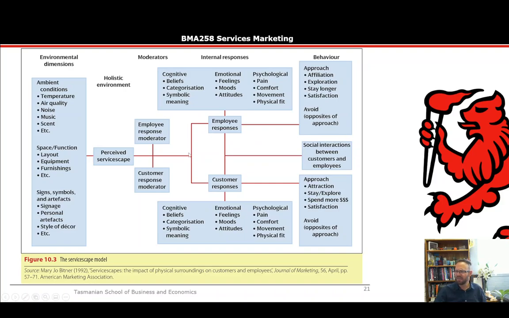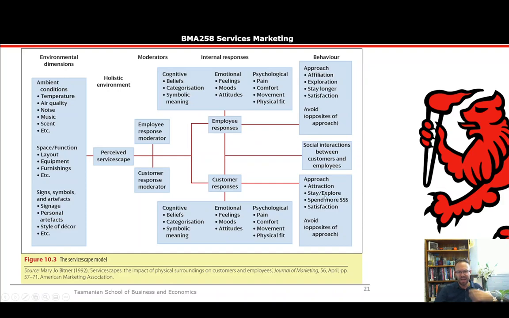Now we have in the model the interaction between employees and customers, which is quite important because these are the boundary spanners. And then our customers will have much the same thing. For employees, they have to be there, so it's whether they feel affiliated. Whereas customers, we're trying to attract them. So if the Servicescape is positive, they will feel attracted to the Servicescape.